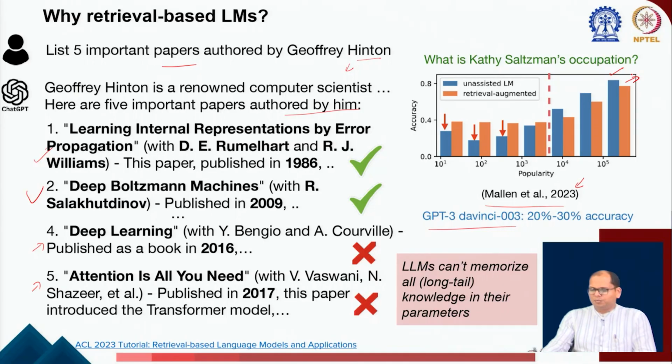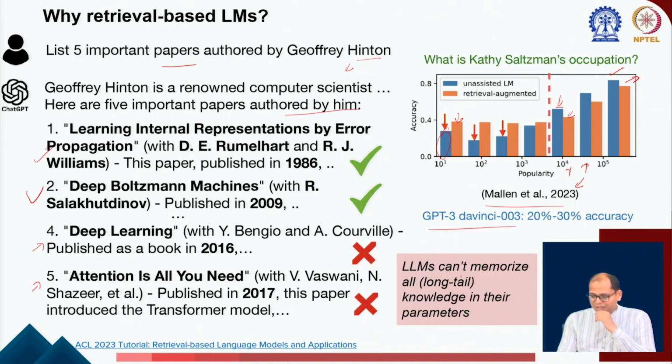If you query for popular entities, the unassisted language model itself gives a very good answer, so this has a better accuracy than a RAG model. On the other hand, if you look at the tail entities, that means they don't have so much occurrence, clearly the unassisted language model performs worse than retrieval augmented. So retrieval augmented can help in the case of entities that are not so popular in the data.